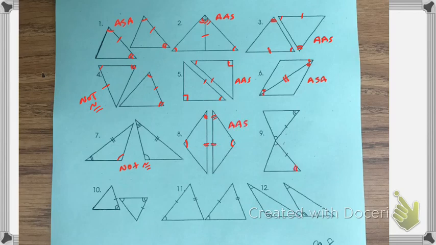Number 9, angle, side, angle. ASA. Number 10, we have angle, angle, side, but we only have one angle marked here. Not congruent. ASS, ASS, not congruent. Angle, angle, side. AAS.